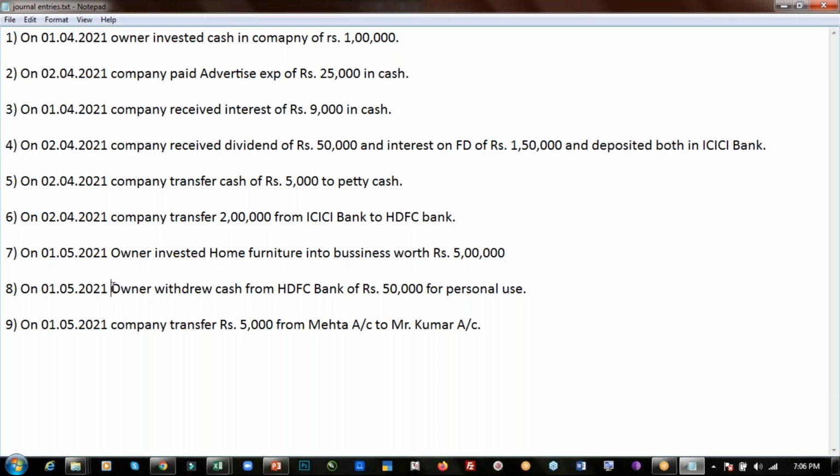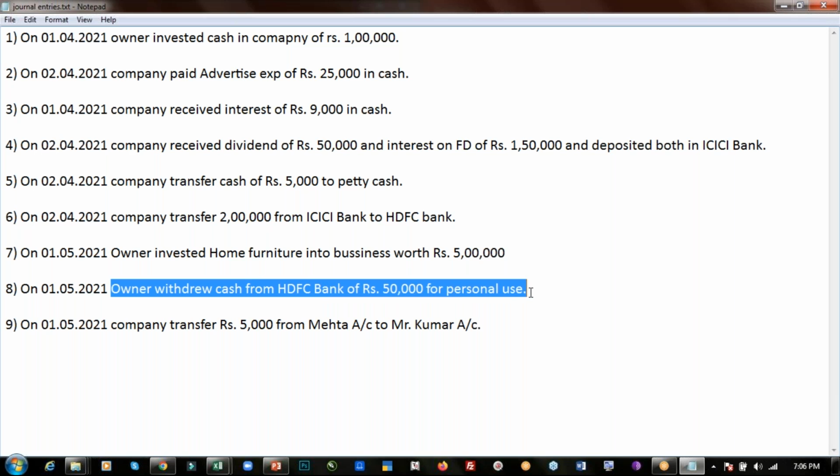The 8th point, owner withdraws cash from HDFC Bank for personal use. In this, owner is withdrawing the cash for personal use. So drawing goes for the debit and HDFC Bank goes for the credit. Drawing debit to HDFC Bank will be the entry.